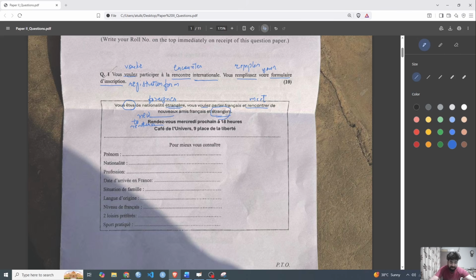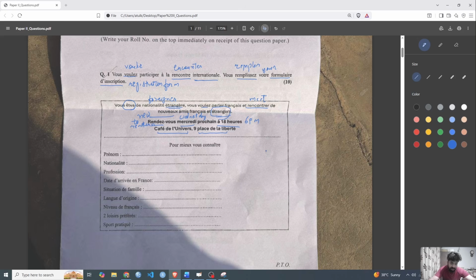Return Wednesday. Okay, so it's mercredi, which means Wednesday, and prochain means next. À 18 heures means 6 p.m. Then this is some address, Café de l'Université, and place de la... Okay, this is again the address. So basically, it says that the meeting is returning next Wednesday. So you can say this is a meeting next Wednesday at 6 p.m.